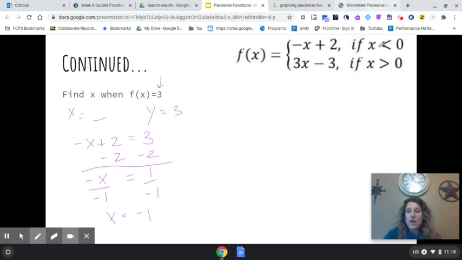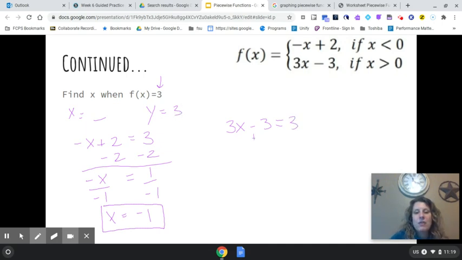Checking the domain, it says that that's true if x is less than 0. So, is our x value less than 0? Yes, it is. So I'm going to box that. Let's check the other equation. So we have 3x minus 3 is supposed to equal the output value of 3.